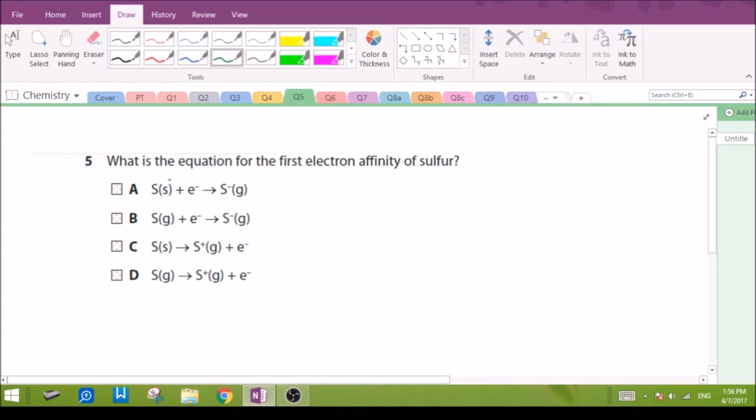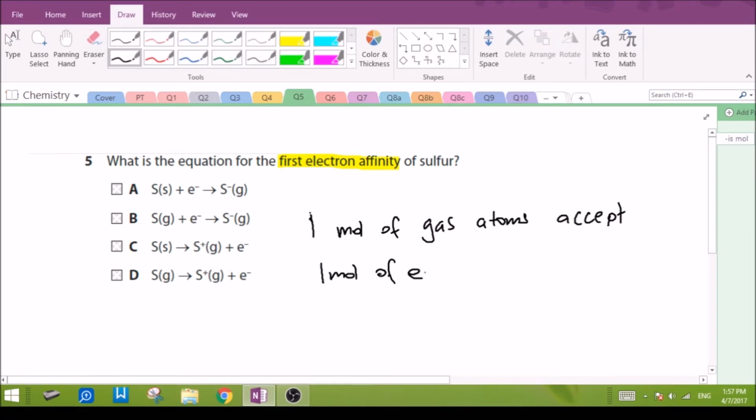Number 5, what is the equation for the first electron affinity? Electron affinity basically is the enthalpy change when 1 mole of gaseous atoms accept 1 mole of electrons to form 1 mole of ions. If you accept electrons, you will be forming negative ions.